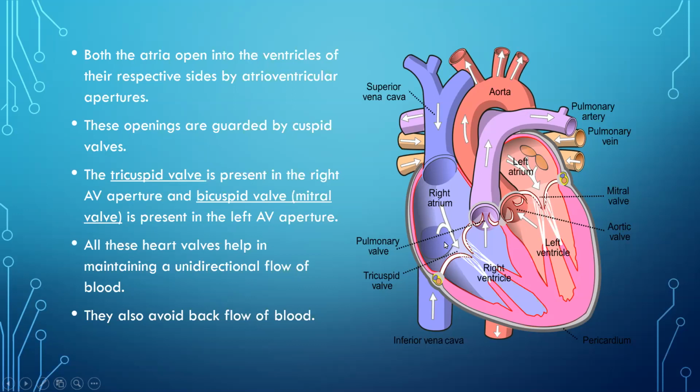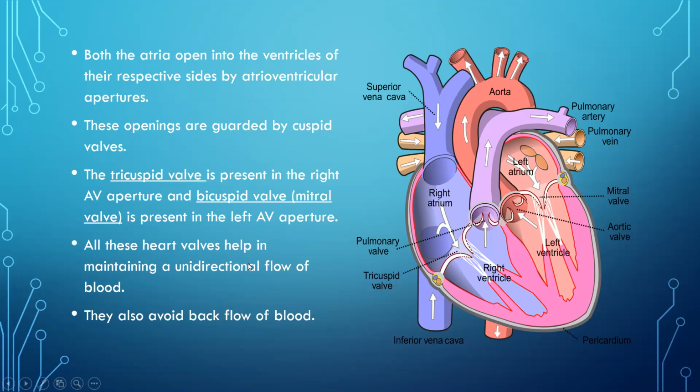Now these cuspid valves are of two types. The first is the tricuspid valve. Here you can see it is located over here. The other valve is the mitral valve, which is also called the bicuspid valve. The tricuspid valve is present on the right atrioventricular aperture, or AV aperture, whereas the mitral valve, or bicuspid valve, is present on the left atrioventricular aperture.